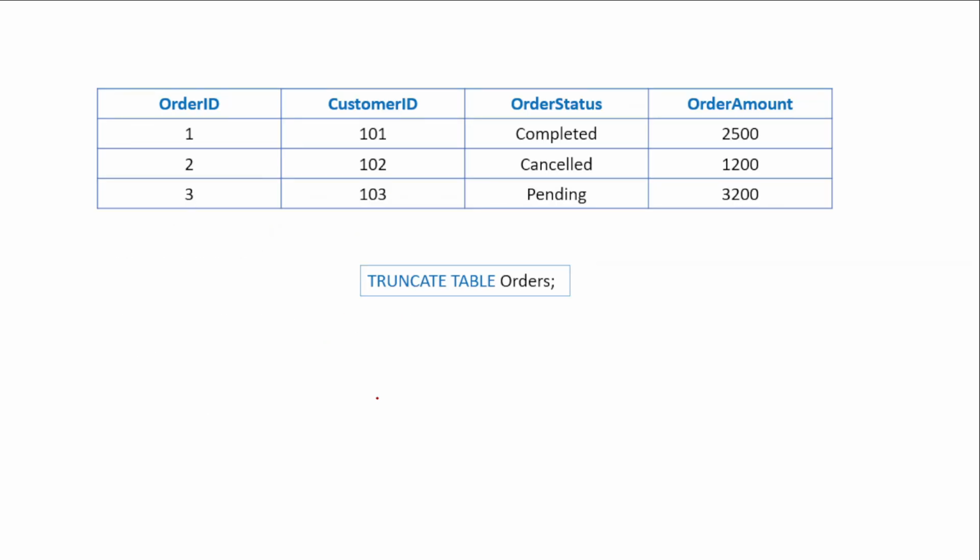Let's see one short example to showcase in an interview. Let's suppose you are working in a product company where the orders table stores daily transactions. At the end of every month, the business wants to clear the old test data from a staging environment before loading fresh data. So in this case, you don't need old rows. Also, you don't care about the rollback and you want fast execution as well. So truncate is the best choice. So what you have to write is truncate table orders. So it will delete the old test data.